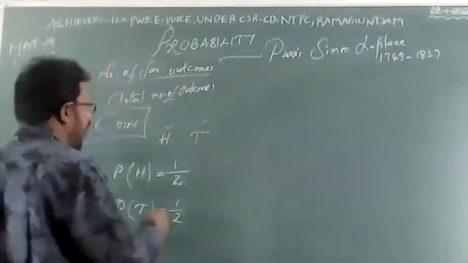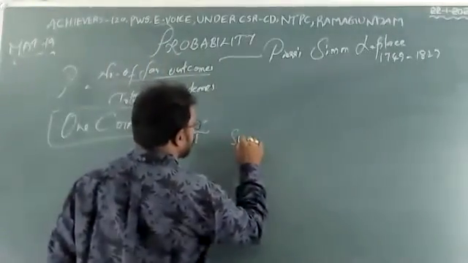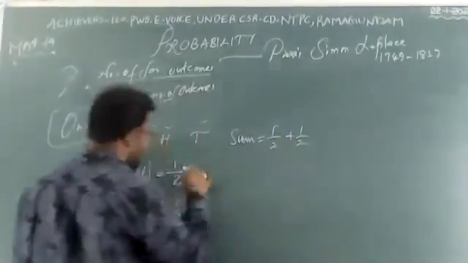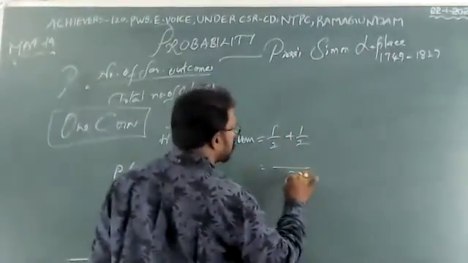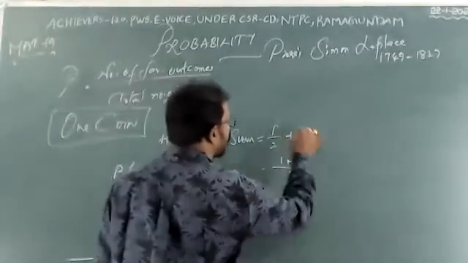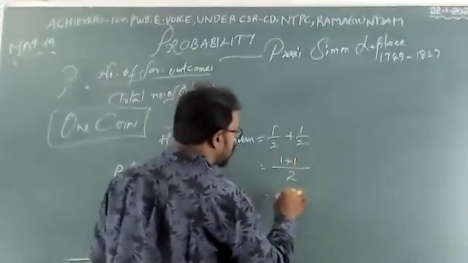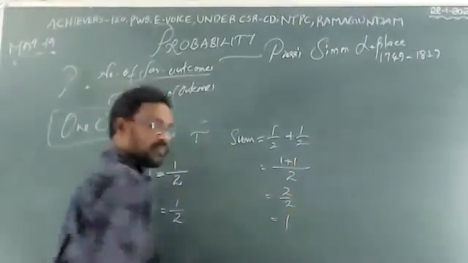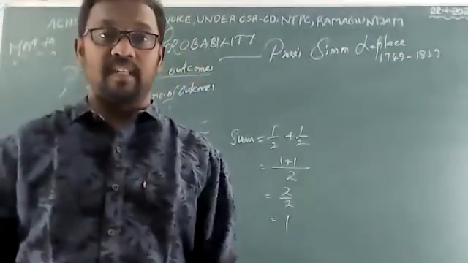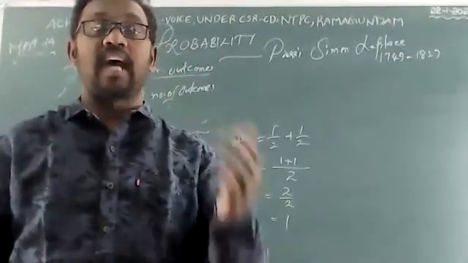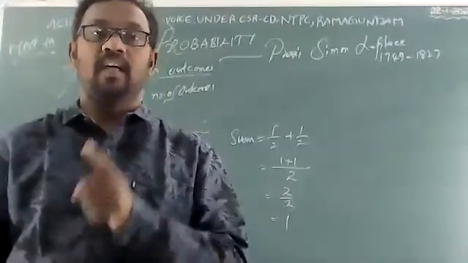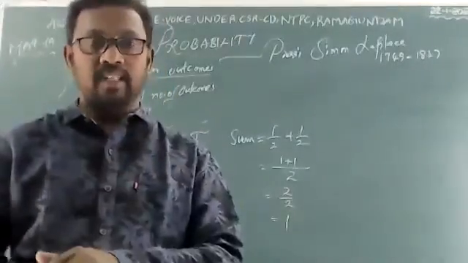How? See, add these 2, just as an example. 1 by 2 plus 1 by 2. What is the LCM now? 2 is the LCM. How many times does it go? Only 1. 1 ones are 1, 1 ones are 1. 1 plus 1 is 2. 2 by 2 is the result. The sum of all the events, the sum of all the chances, will be only 1. Got it?